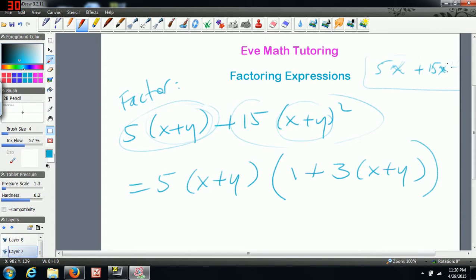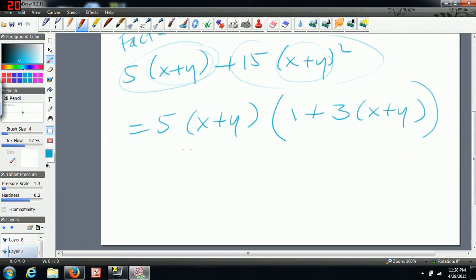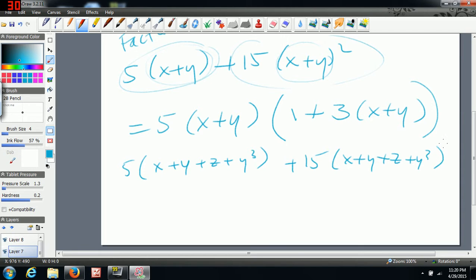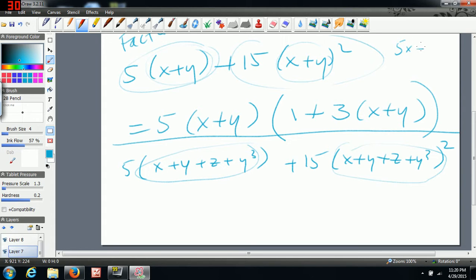So let's try another example. What I'm saying is if you had x plus y plus z to the y cubed plus 15x plus y plus z to the y cubed all squared. If you were factoring something like this, it would be just like the one above, because you could picture this whole thing here, because it's the same, like an x. So you could just do the same thing, 5x plus 15x squared. You can picture it like that. And how would you factor something like this?